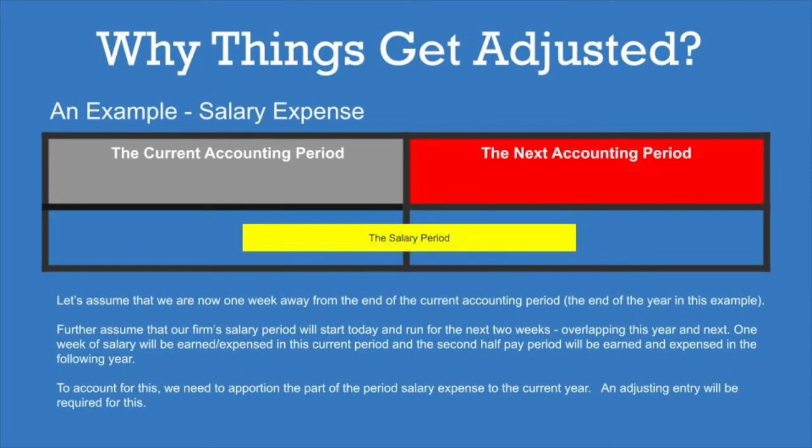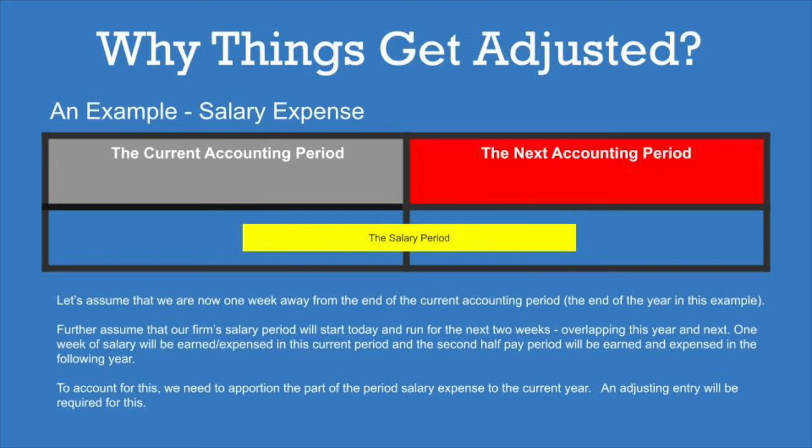I'll give you an example again of the salary, just a little bit more detail on this. The gray box represents an accounting period, okay? The first accounting period, the current accounting period. And the red box represents the next accounting period. So one precedes the other. Here we are almost up to the end of the first accounting period, and our salary period is going to fall over into the next period.